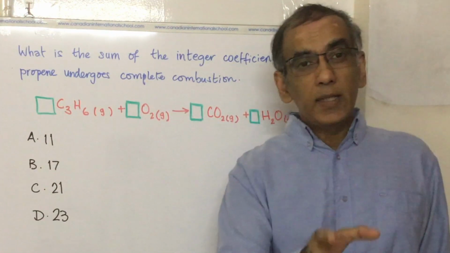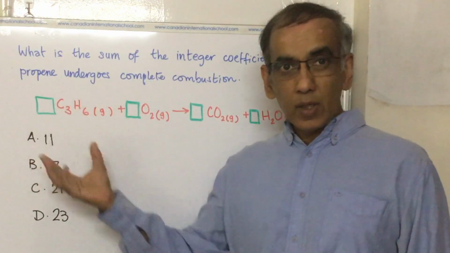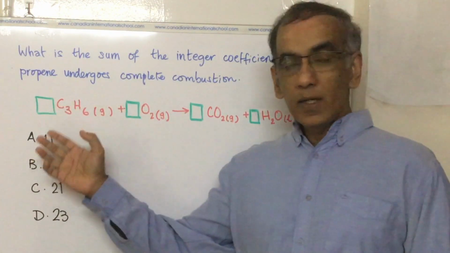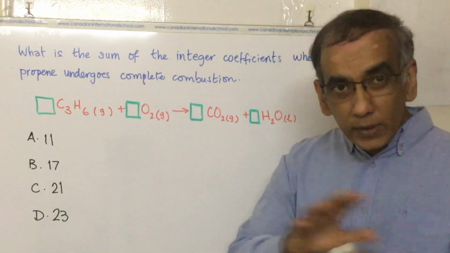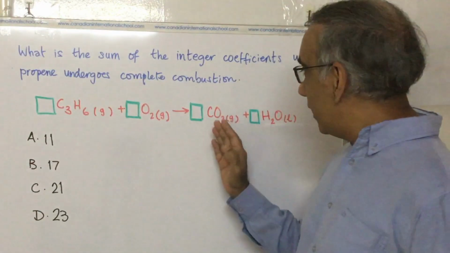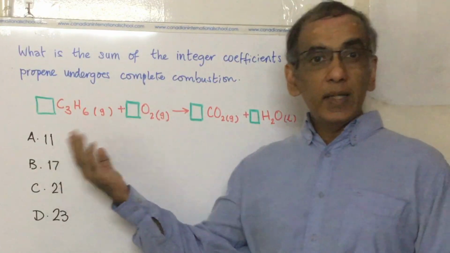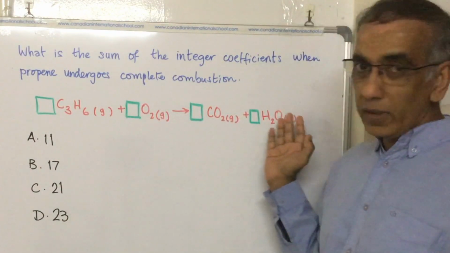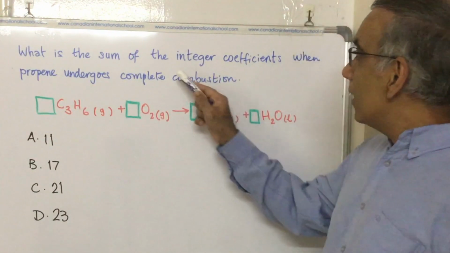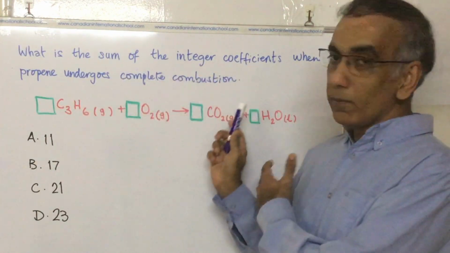What we should immediately take out of this, if we don't know it or if we've forgotten it, is that when you burn a hydrocarbon like propene or propane or butene or butane or any of these with carbon and hydrogen, you completely combust it, you burn it completely in oxygen with an excess of oxygen, then it produces carbon dioxide and water. So what is the balanced equation for this is what the question's really asking. The words should not confuse you, of course. The sum of the integer coefficients when propene undergoes complete combustion.